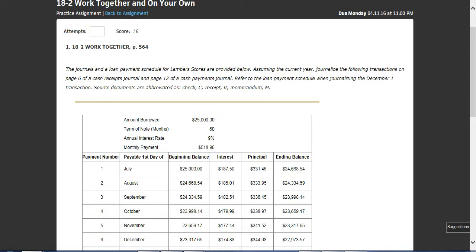18.2 work together. Here we're going to journalize entries for our long-term debt. The instructions say the journals and a loan payment schedule for Lamber's stores are provided below. Assuming the current year, journalize the following transactions on page 6 of a cash receipts journal and page 12 of a cash payments journal. Refer to the loan payment schedule when journalizing the December 1st transaction. Source documents are abbreviated check C, receipt R, and memorandum M.